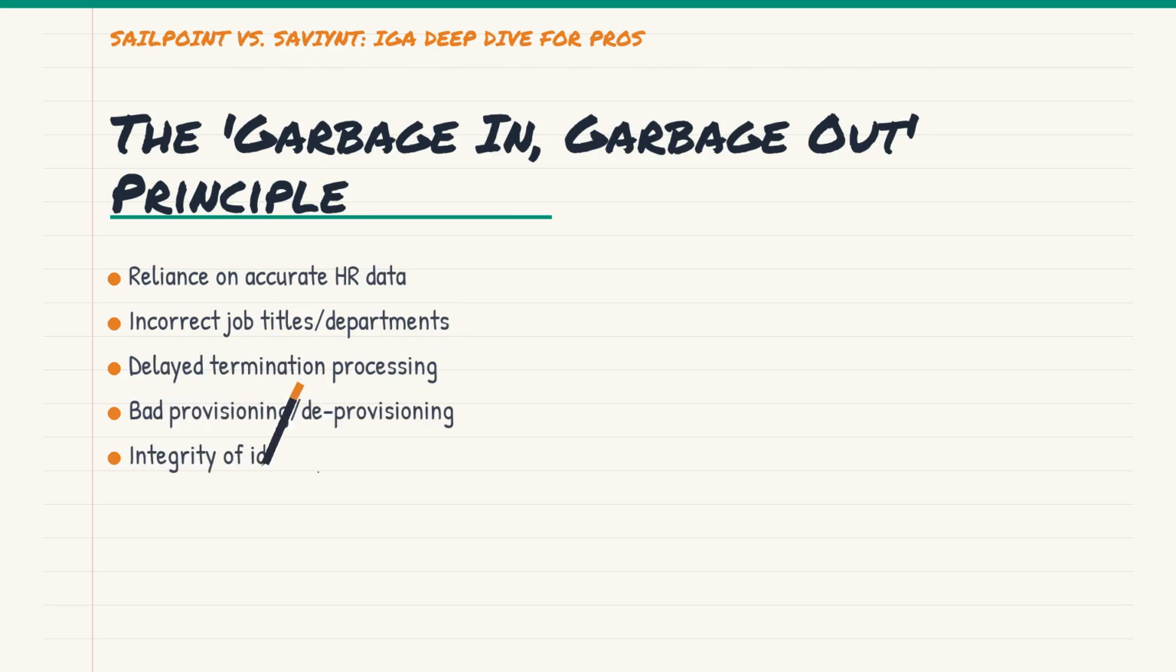Another major failure mode is the garbage in, garbage out problem. IGA tools rely heavily on accurate identity data, typically from an HR system. If the HR system is out of date, with incorrect job titles, incorrect department assignments, or delayed updates for terminations, the IGA tool will make bad decisions. It might provision access to terminated employees, assign roles incorrectly, or fail to deprovision access promptly. Maintaining the integrity of the authoritative source for identity data is as crucial as the IGA tool itself.